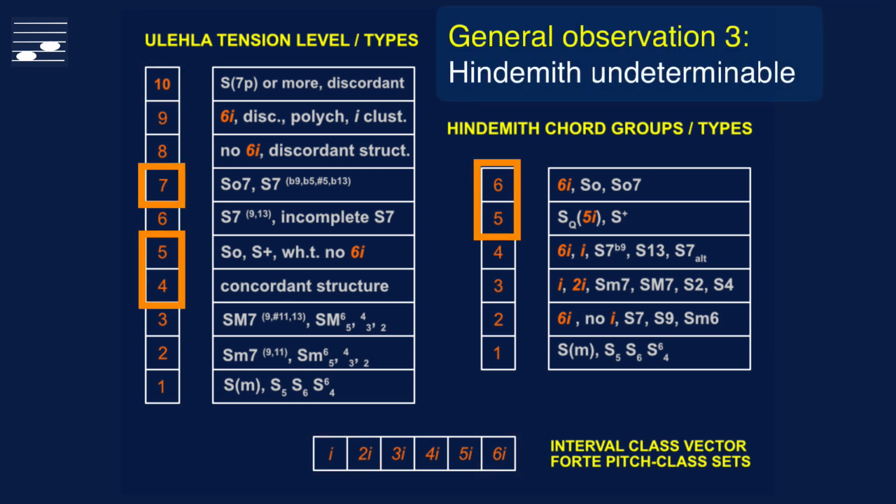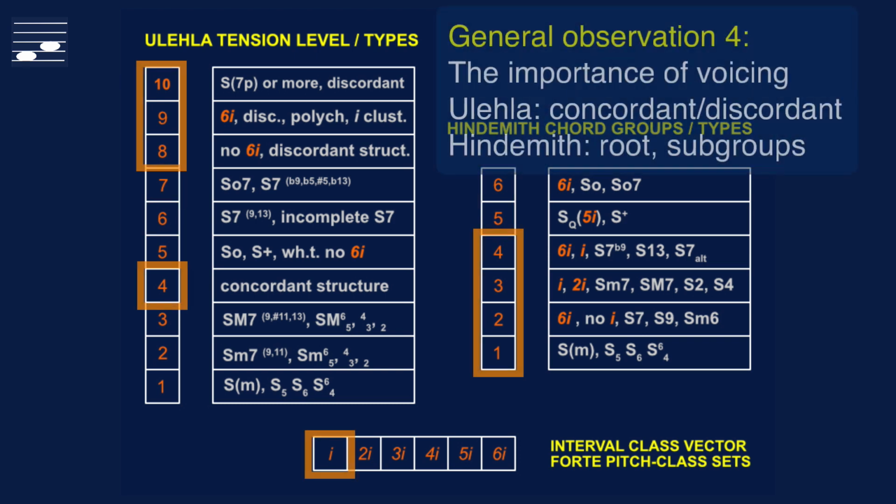Hindemith calls chord groups with diminished, augmented and chords in fourths undeterminable, with the dissonance level depending on the surrounding chords. Ulehla puts them in specific categories at a medium tension level. In my opinion, Ulehla attaches greater weight to the chord voicing.